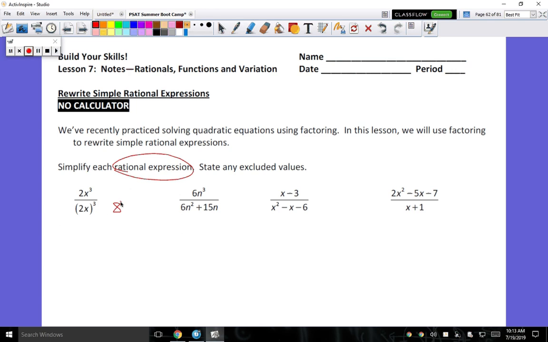So the bottom is 8x cubed. The top is 2x cubed. Do you agree? Yes. And then it would all reduce to what? 1/4. Nice. Because the x to the power of 3, x to the power of 3 cancel to a form of 1.